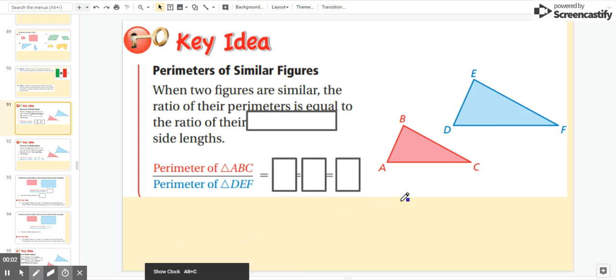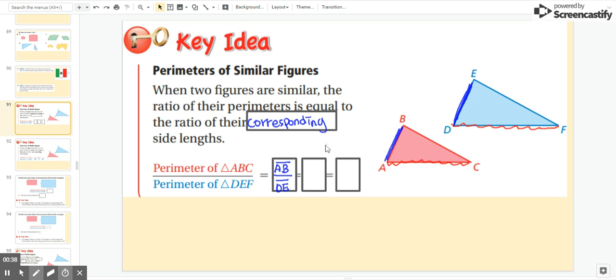We're going to talk about the perimeters of similar figures. When two figures are similar, the ratio of their perimeters is equal to the ratio of their corresponding side lengths. So the perimeter of ABC to the perimeter of DEF is going to be the ratio of AB to DE, because AB and DE are corresponding.